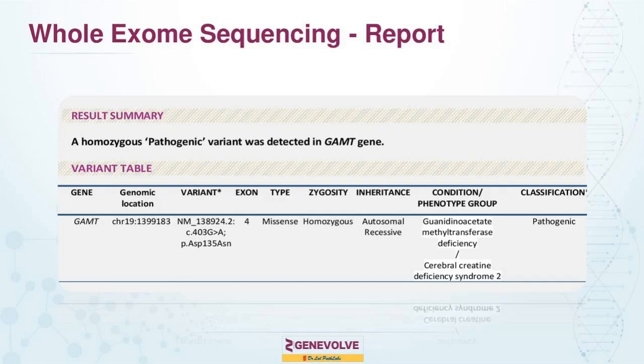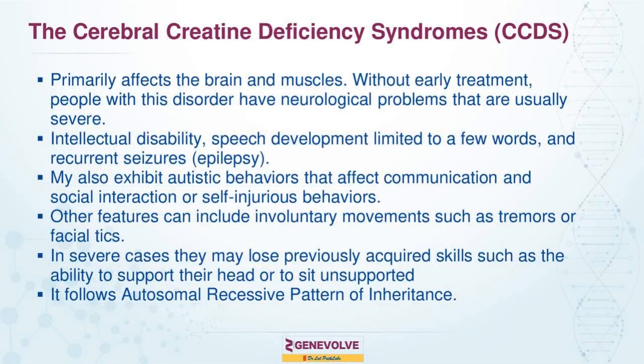Let us know more about this condition. It primarily affects the brain and the muscles. Individuals show intellectual disability, seizures, autistic features, and tremors. It could be even more severe if early treatment is not given. CCD follows an autosomal recessive pattern of inheritance, meaning the parents carry one mutated gene copy each but are unaffected. When both mutated copies are transferred together to the next generation, the child becomes affected.